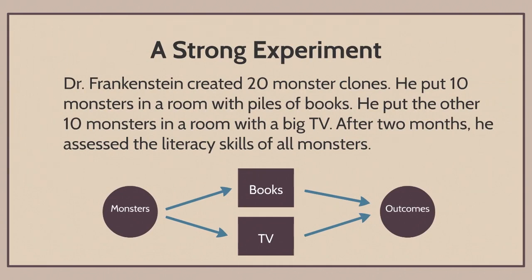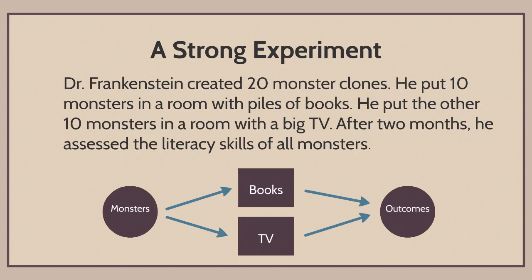Dr. Frankenstein created 20 monster clones. He put 10 monsters in a room with piles of books. He put the other 10 monsters in a room with a big TV. After 2 months, he assessed the literacy skills of all the monsters. So now look what's happening. The monsters are being divided into two groups. One group goes to books, one group goes to TV.